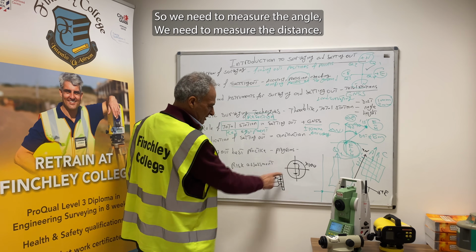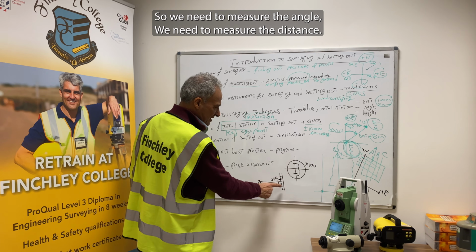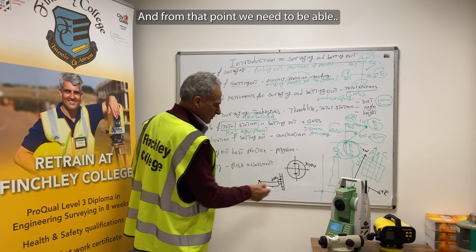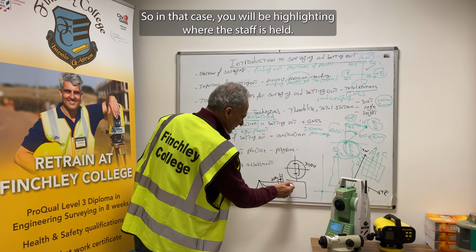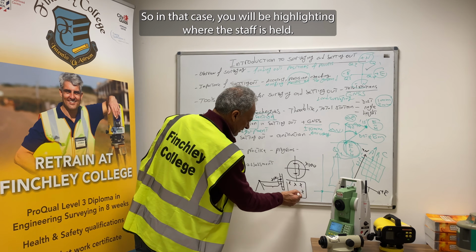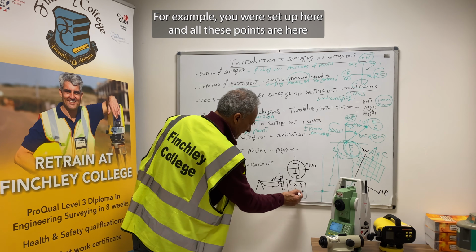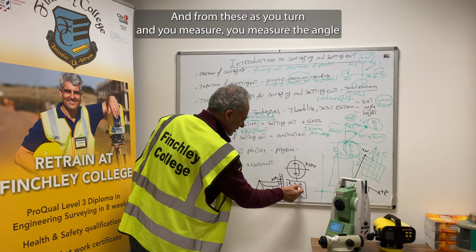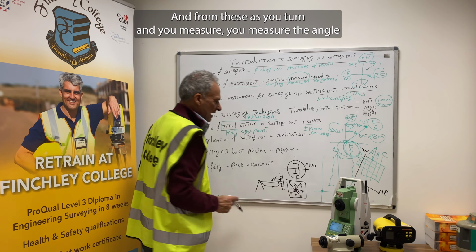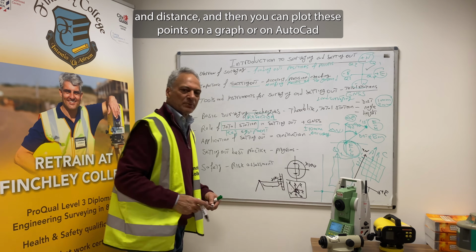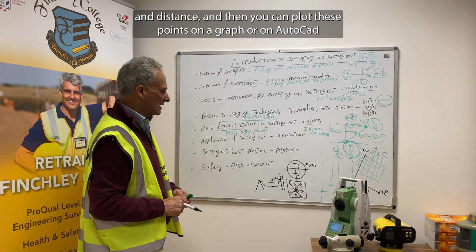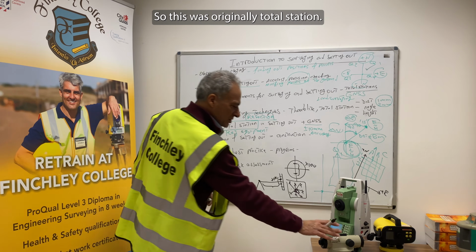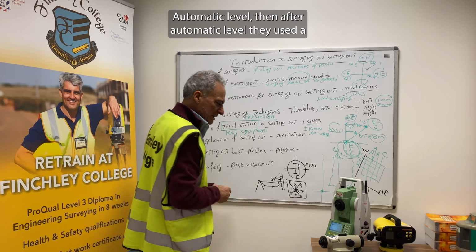So we need to measure the angle, we need to measure the distance, and in that case, you will be highlighting where the staff is held. For example, you are set up here, and all these points are here, and as you turn and measure the angle and distance, you can plot these points on a graph or on AutoCAD. So this was the original total station, the automatic level.